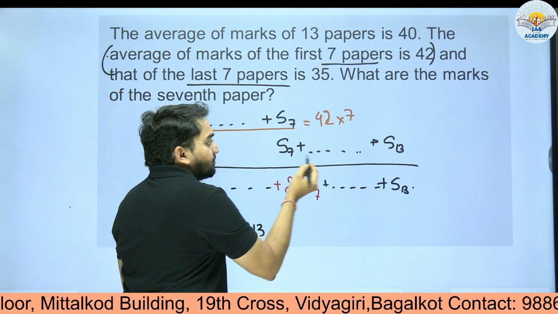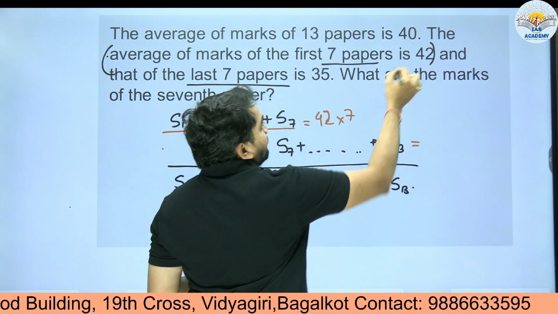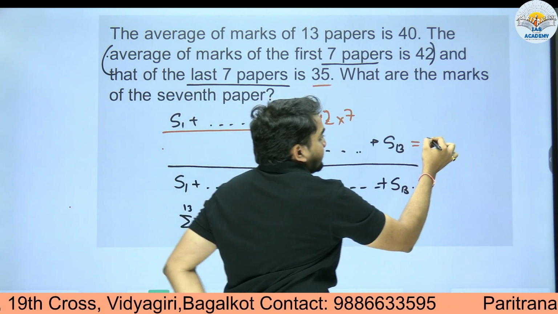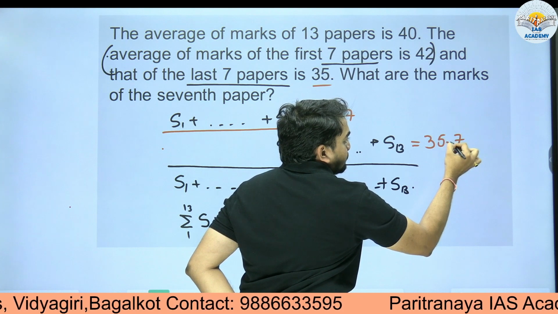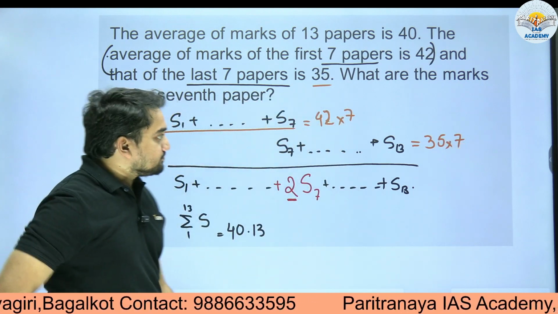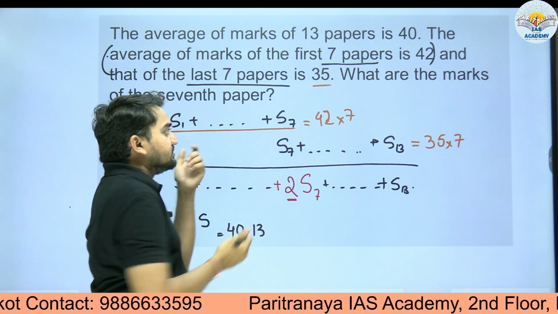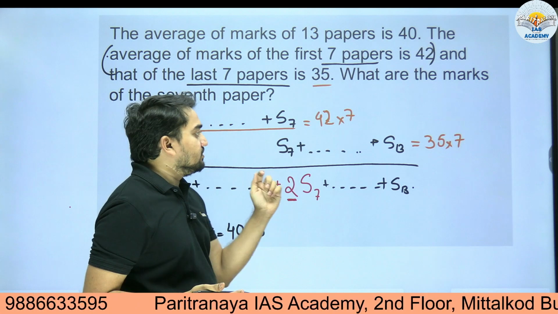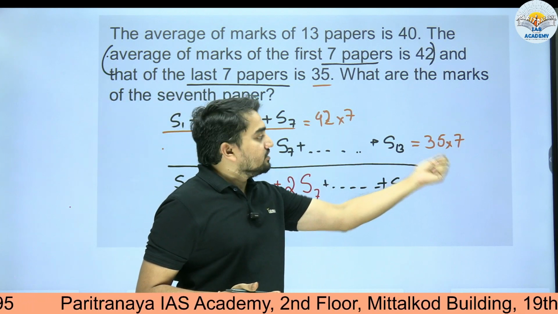Similarly, S7 plus up to S13 is how much? 35 into 7. Now we found S1 up to S7: if we sum, we are getting 42 into 7. And S7 plus up to S13 is equal to 35 into 7.